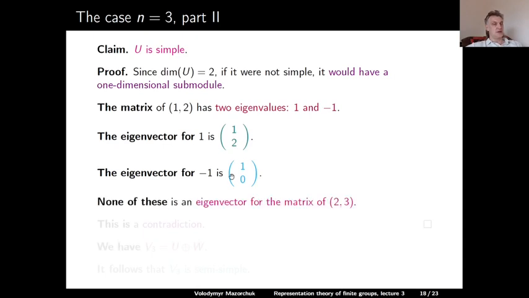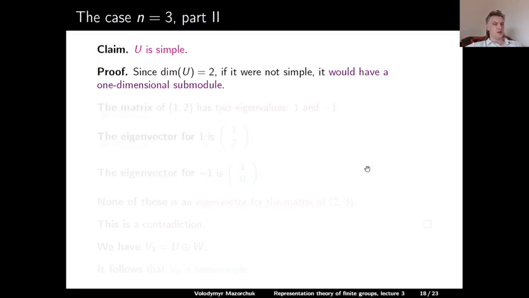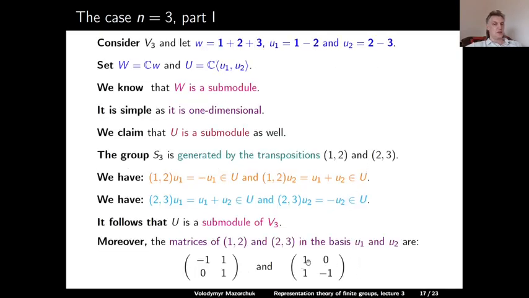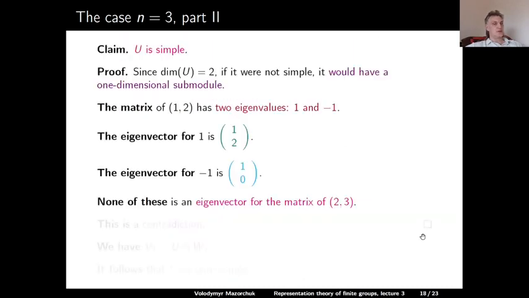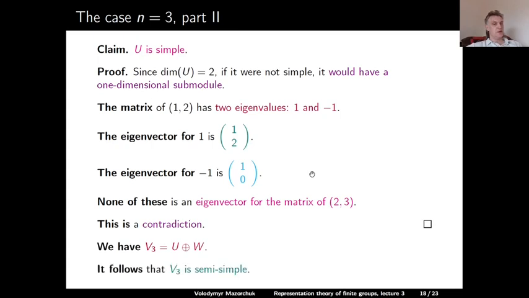And none of these vectors is an eigenvector for the matrix of (2 3). So for example, if we take (1, 2) and apply this matrix, we get (1, minus 1), not a scalar multiple of (1, 2). So this means that none of the eigenvectors of the first matrix is an eigenvector for the second matrix. So there are no one-dimensional invariant subspaces, which means that U is a simple module. And since V3 is a direct sum of U and W, it follows that V3 is semi-simple.